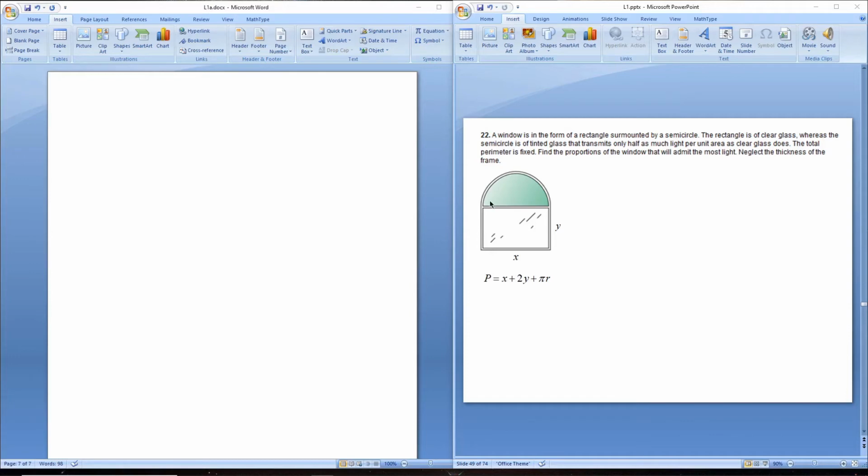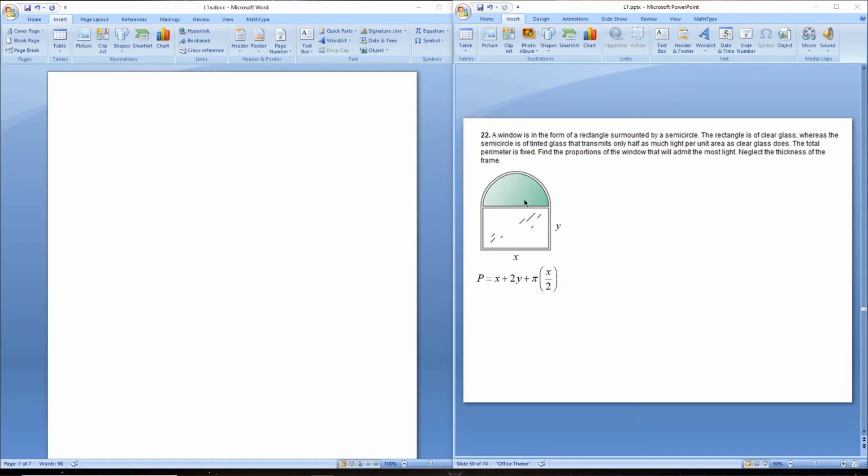x plus 2y, and then plus half a circumference. And this has to be fixed. So what that means is p is just some number. It's like 10. It's not a variable. It's just some number. 100. Whatever you want it to be. And let's get rid of this r here because we know the radius is x over 2. So I'm just going to substitute that in there for r. So the radius, x divided by 2.